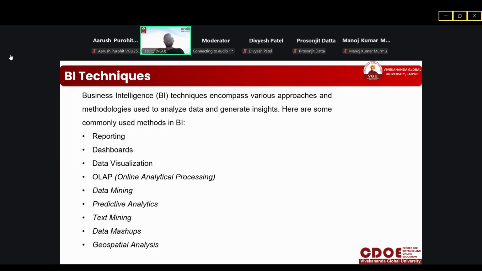Data visualizations, where we change data from one form to another form. OLAP, online analytical processing. If we don't have these kinds of processes at home, we can complete them directly with the help of the internet also. Data mining, predictive analytics, text mining, data munging, geospatial analysis. These are the methods we use in BI techniques.